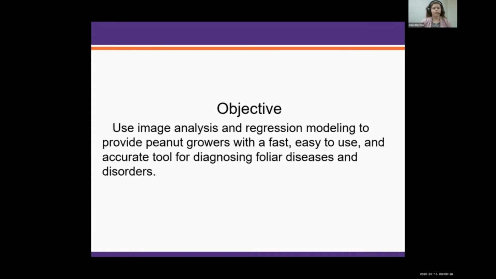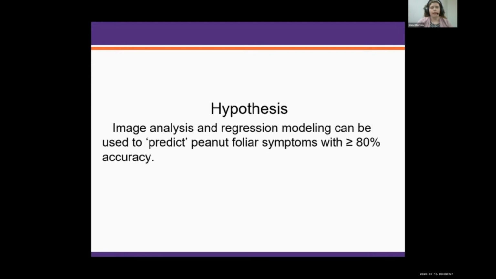So our objective of this study is to use image analysis and regression modeling to provide peanut growers with a tool that is fast, easy to use, and accurate for diagnosing those foliar diseases and disorders. And our hypothesis is that image analysis and regression modeling can be used to predict or diagnose peanut foliar symptoms with greater than or equal to 80% accuracy.